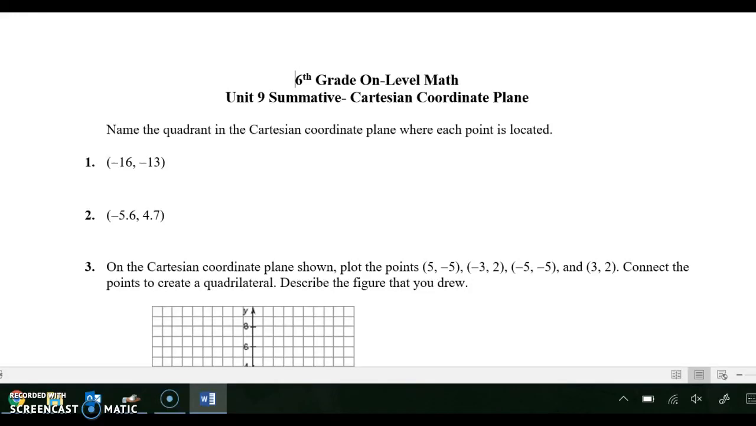6th grade on-level math, Unit 9 summative, Cartesian coordinate plane. Name the quadrant in the Cartesian coordinate plane where each point is located. 1, (-16, -13). 2, (-5 and 6/10, 4 and 7/10).